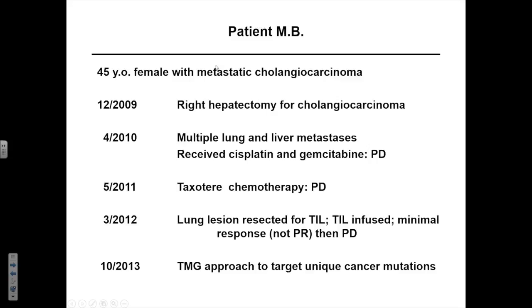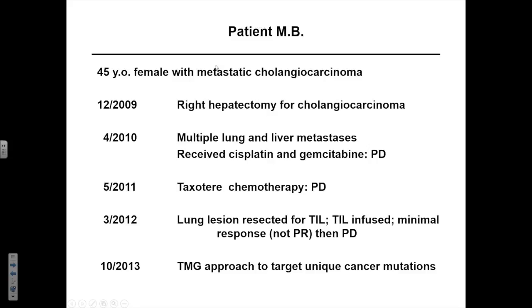We did not have an objective response. To have a response by classic oncologic criteria, you have to have at least a 30% reduction in the sum of the longest perpendicular diameters of all lesions. This patient had a little bit of stabilization, but no real response, and then recurred in both liver and lung metastases that were growing quite rapidly.